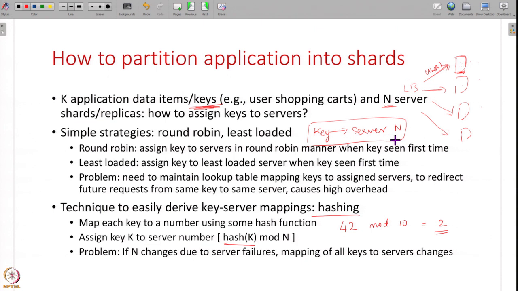But what is the problem here? The problem is, what if this n changes? What if one of the servers fails? We are talking about fault tolerance this week, so we have to think about failures. What if the server fails?